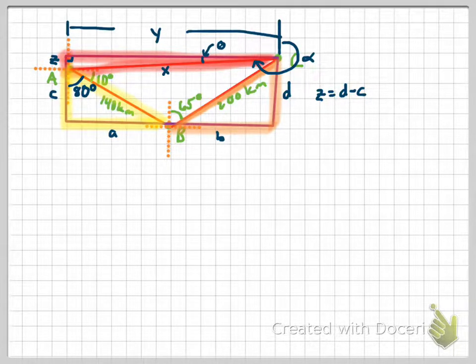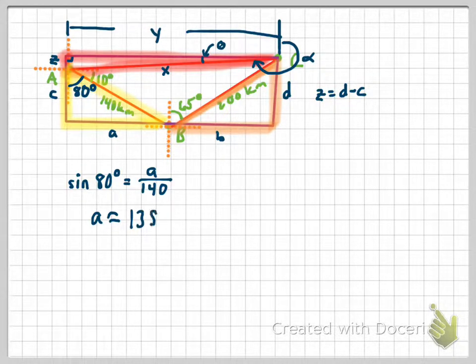And so to find the value of A, we can use a simple sine ratio. The sine of that 80-degree angle would equal A over 140. Now, I'm not going to do a lot of explaining where the work comes from on this one because there are going to be so many trig equations that we're going to use, but I trust that you can solve that equation for A. And to three significant figures, you're going to get 138. All right, so this distance is 138 right there.